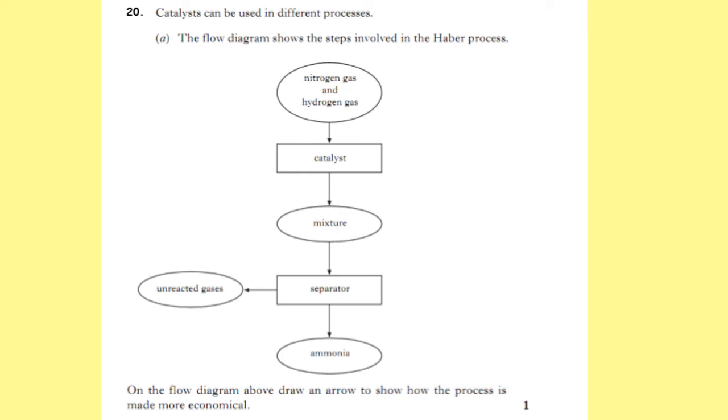Next question, so this is a flow diagram and you have to draw an arrow to show how the process can be made more economical. Now, more economical means less waste. So you're looking for a way of saving money or recycling products or unreacted material. And on this, you've got your nitrogen and hydrogen gas, which is going into the catalyst. You produce a mixture, it goes into a separator, and that separator gives you ammonia, but it also produces some unreacted gases. What you have to do is show that those unreacted gases, which are nitrogen and hydrogen, can be put back into the catalyst to try and make more ammonia. It's always that arrow in this type of question.